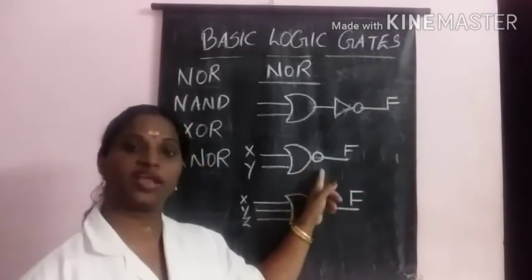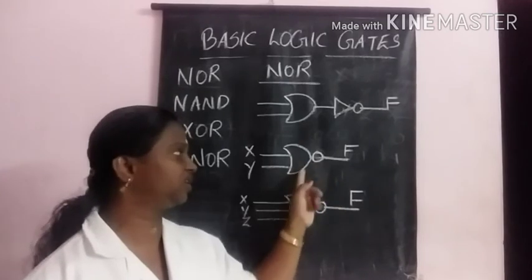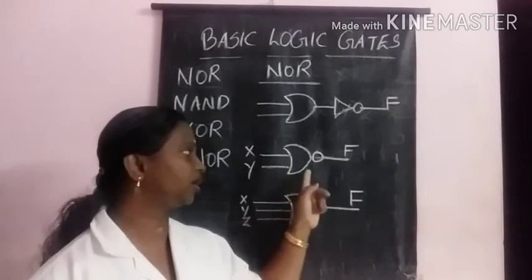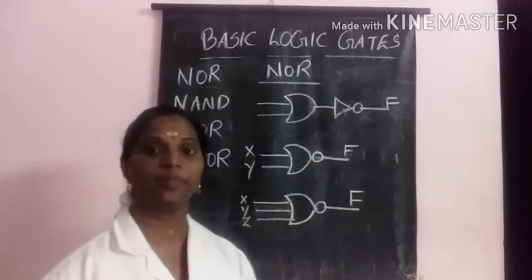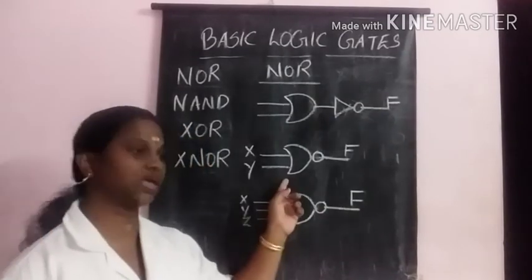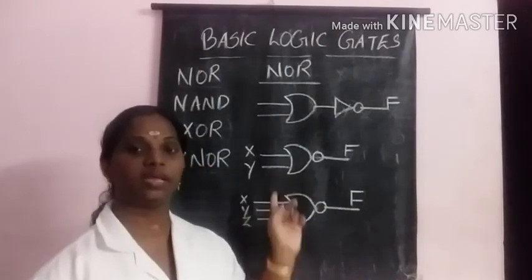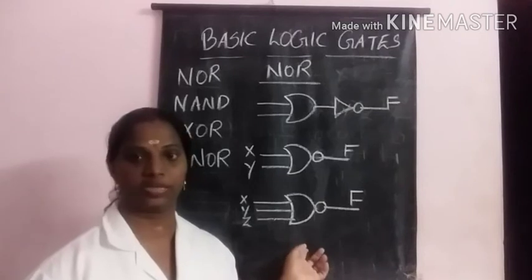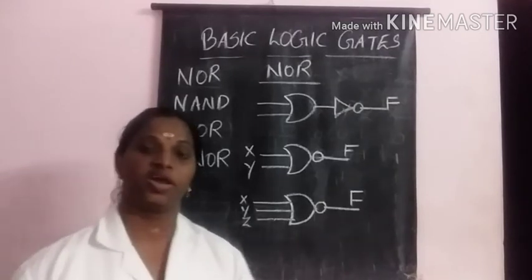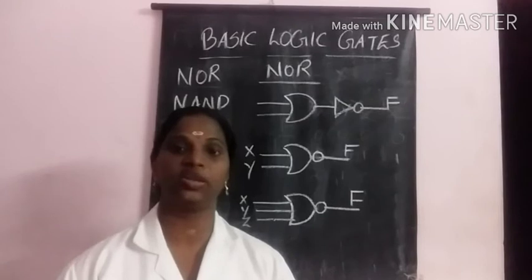You see, here you can see one bubble. This one is the representation of the OR gate. Then when the OR gate is bubbled, that will be a NOR gate. This is an example for a 2 input NOR gate and this is a 3 input NOR gate. So I said NOR is the complement of the OR gate.